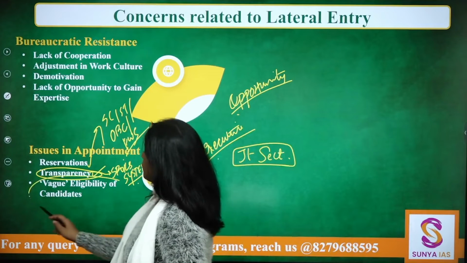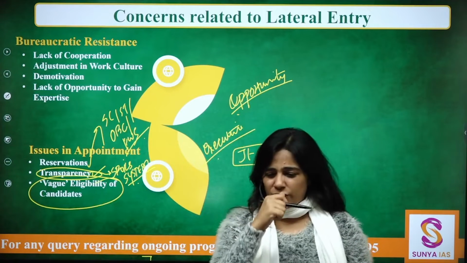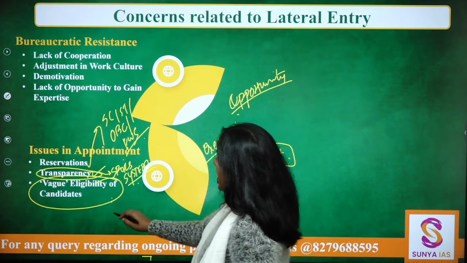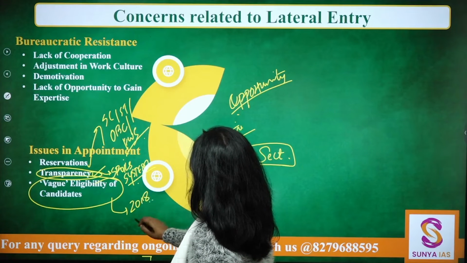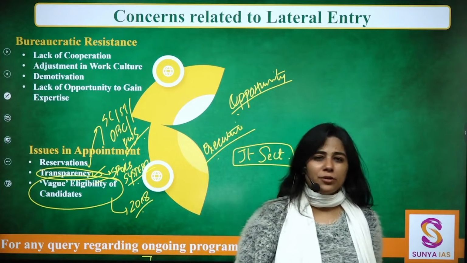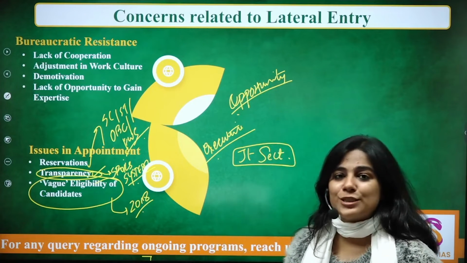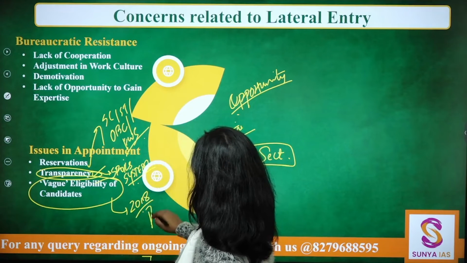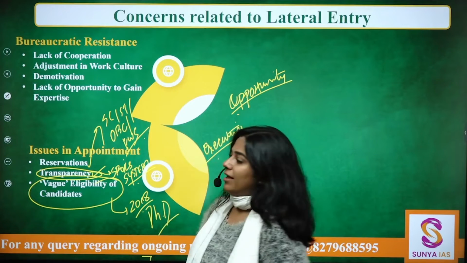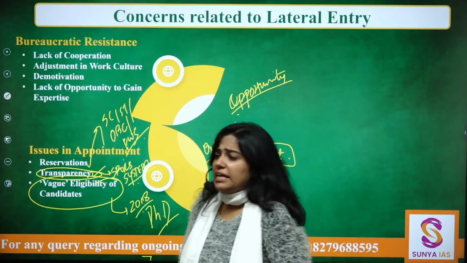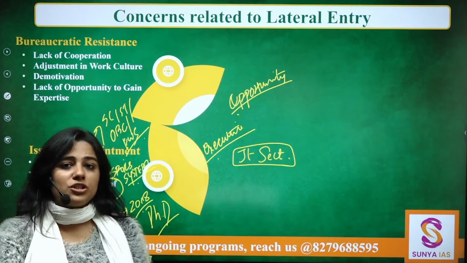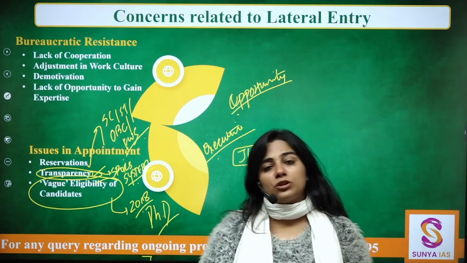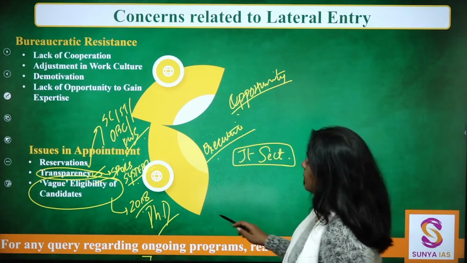And then of course there is the vague eligibility of candidates that is given. So for example, there was an advertisement in 2018 for the lateral entrance, and you know what was the criteria that was given? One of the criteria was that the person should be a PhD. Now, it was not even mentioned in which field, in which subject, from which university, from which board, nothing. Just should be a PhD.